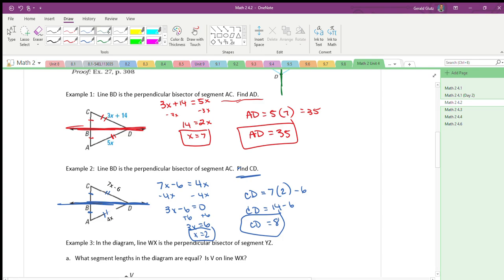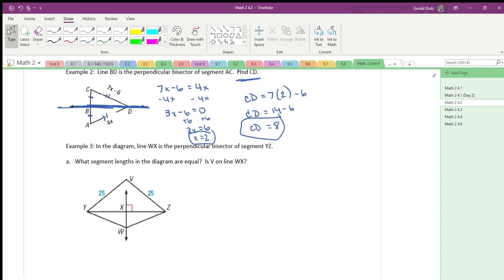In example 3, line WX is the perpendicular bisector. So what does it mean to be perpendicular? When two lines cross, they form 90-degree angles. So that means perpendicular. Bisect. What does that mean to bisect? It means it cuts right down the middle and separates things into congruent parts.